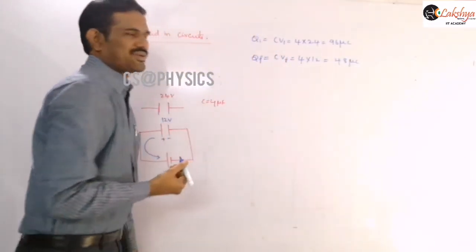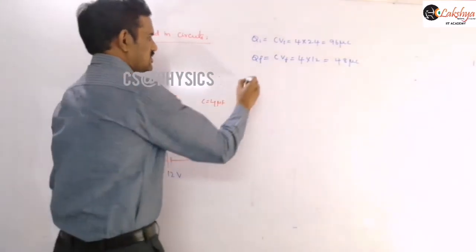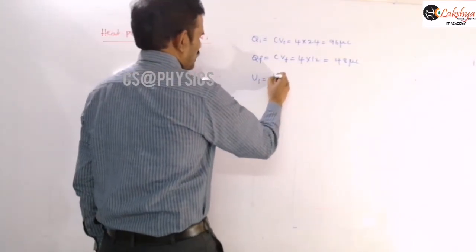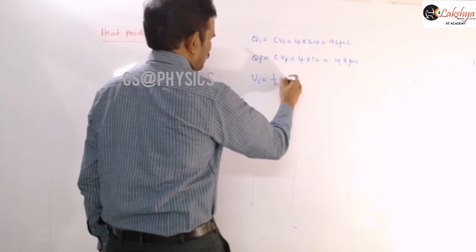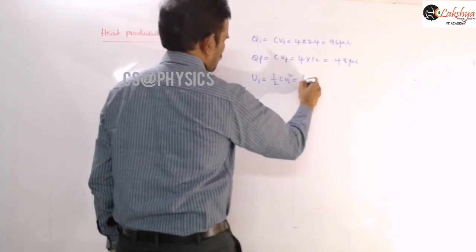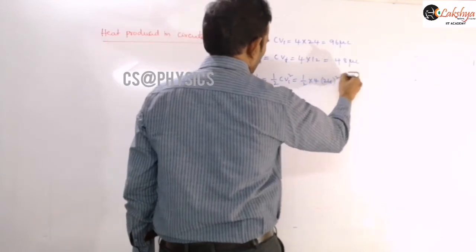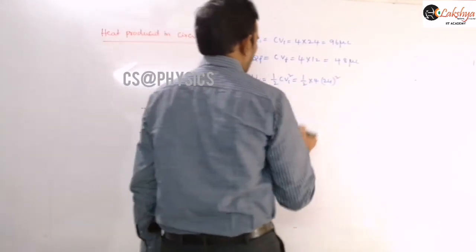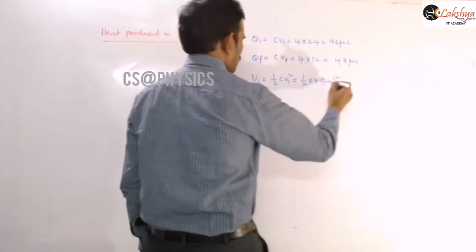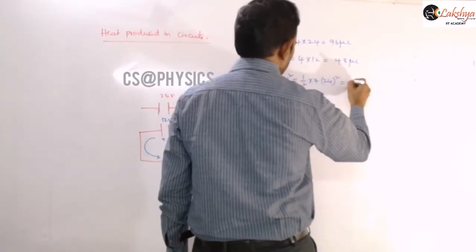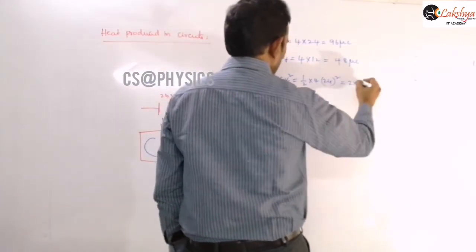And now similarly we can write initial energy and final energy. The initial energy is half CV initial square, half into 4 into 24 square. And now let us keep that value, or we can simplify this as 2 into how much is it?